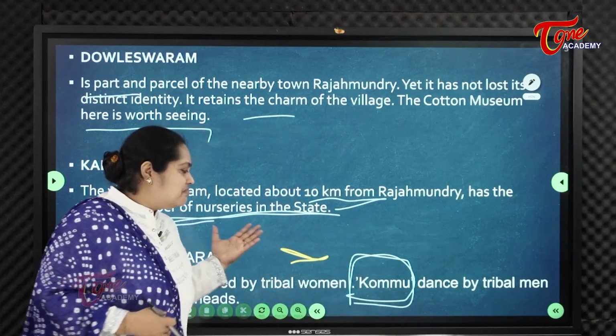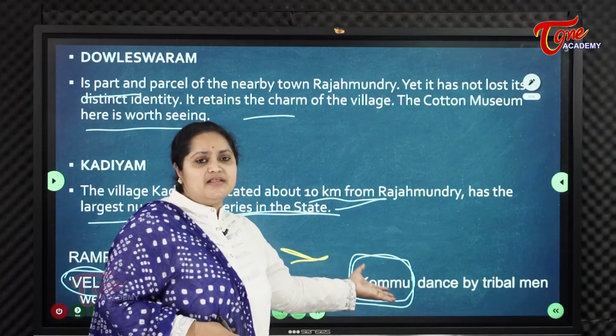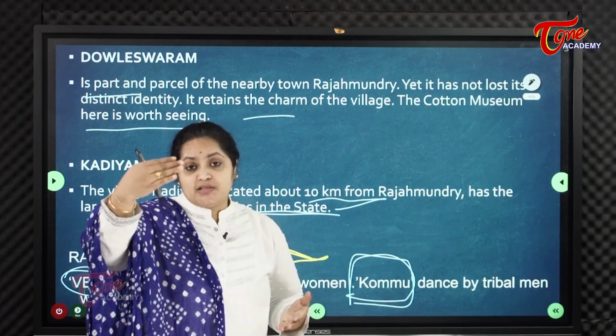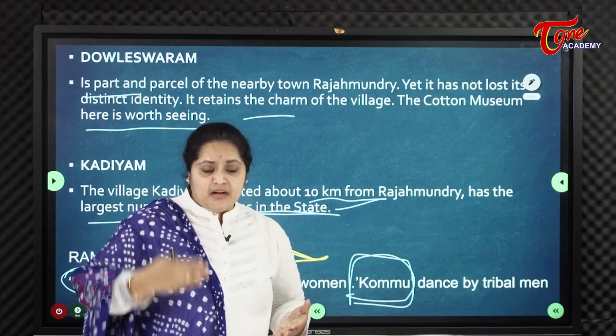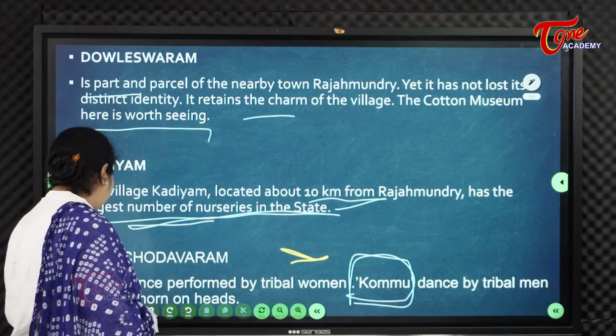So we can get a match-the-following question from these dances. Like, Vela is what kind of dance, what type of culture, and Kommu is what. So, match the following dances.